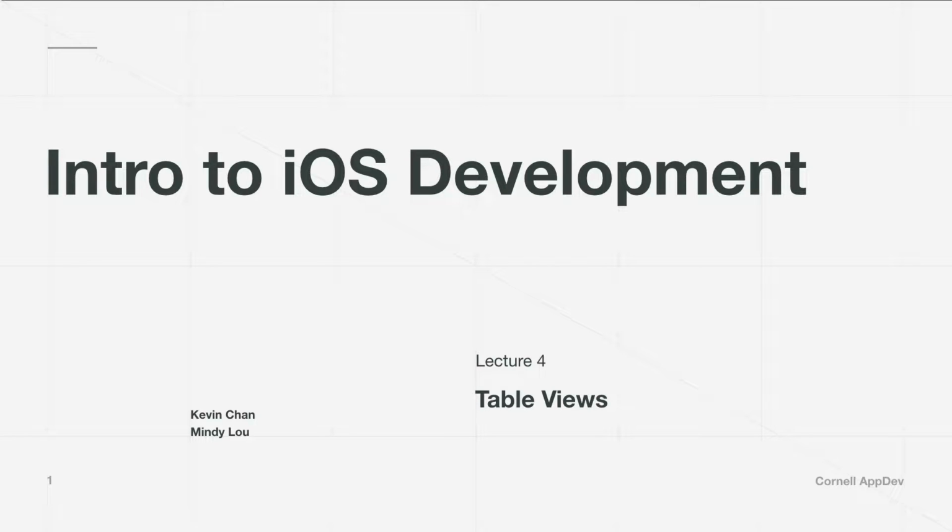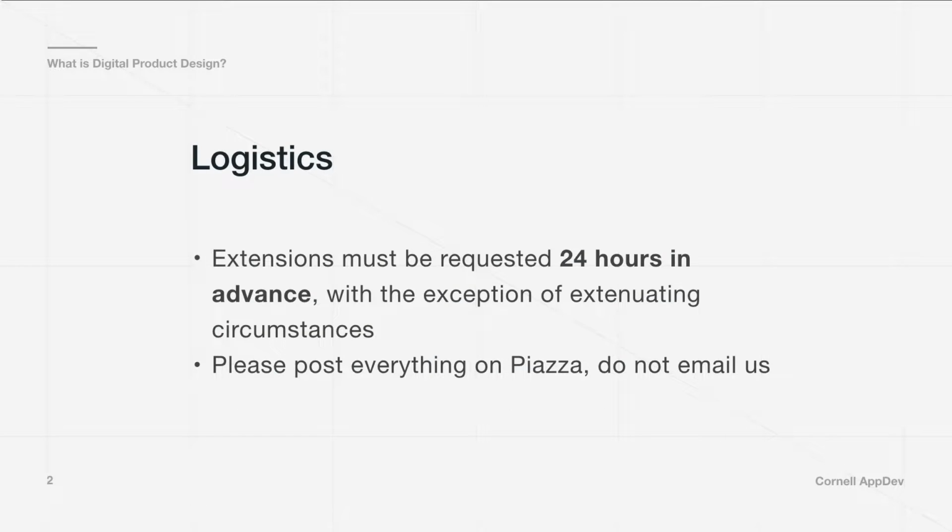Today we're going to be talking about table views. Some logistical stuff. Again, if you're asking for extensions, please do so 24 hours before the deadline. We've been lenient because we know they're like prelims, but in the future, try to ask beforehand. And also, if you want to request extensions or have any questions, post everything on Piazza. Don't email us because if you send it to the email, everyone on the team will see your email. You probably don't want that.